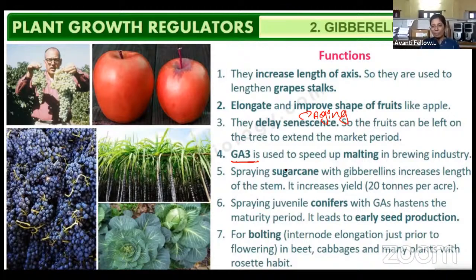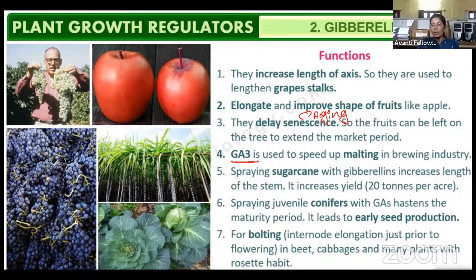Okay, that is the stem, right? So if we spray the gibberellin there, obviously the stem length will be increased. If the stem length is increased, then we are going to get more and more yield. Yes or no? So for that also it is useful. And in most plants, these gibberellins can be used.